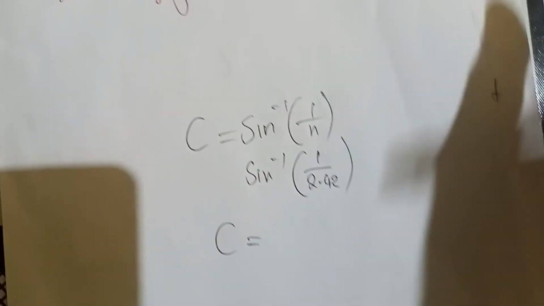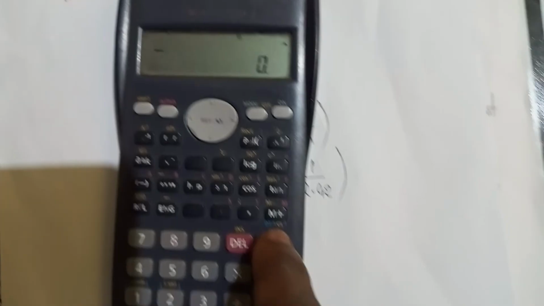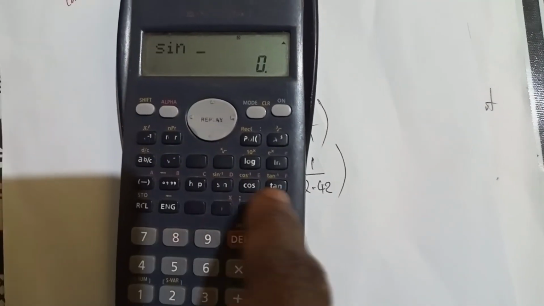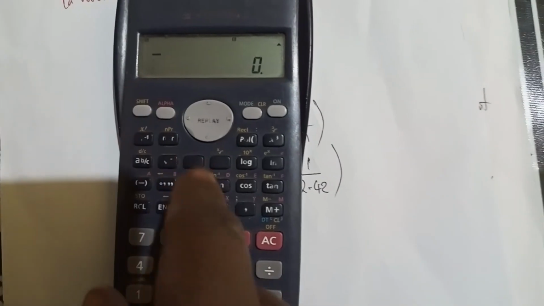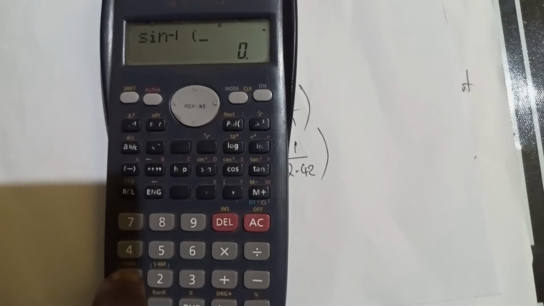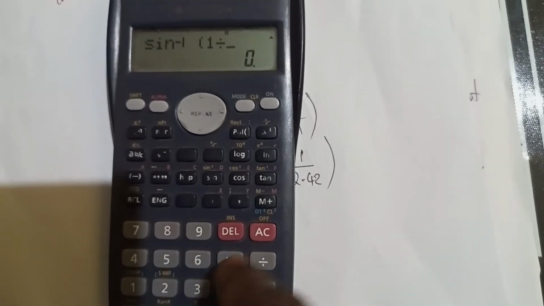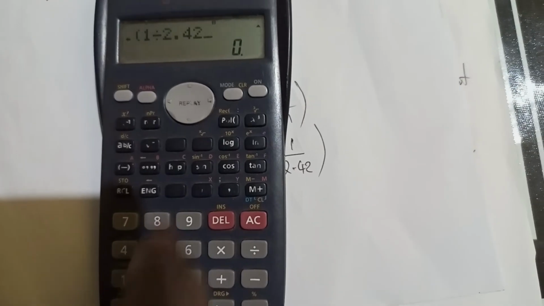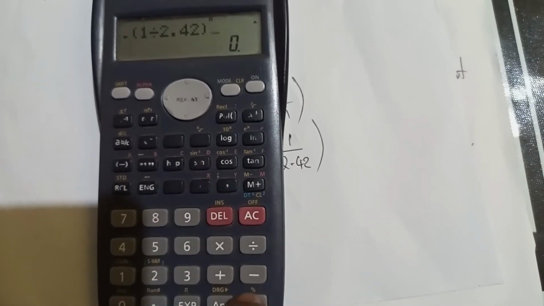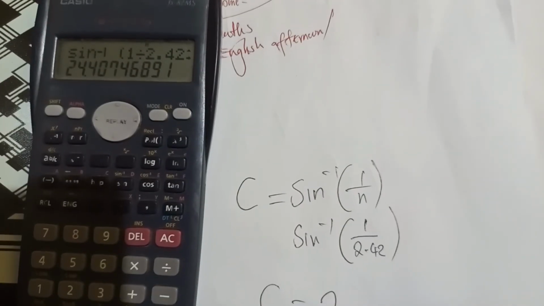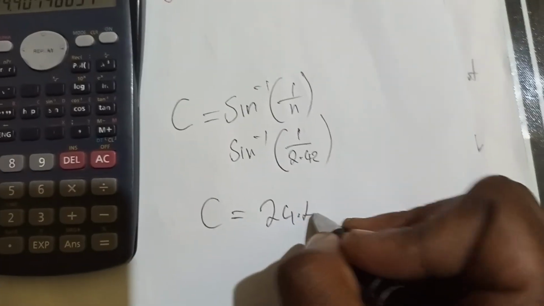So the critical angle will be equal to, you go on your calculator, you press shift and sine, which gives you sine inverse. You open the brackets, 1 over 2.42, you close them. Okay, so your answer here will give you 24.4. This is the critical angle.